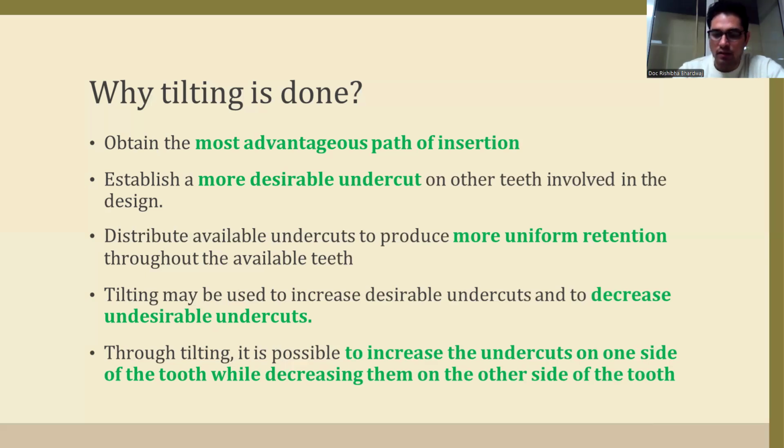By tilting, we can change the degree of undercut, we can change the favorable into unfavorable ones, and unfavorable ones into favorable ones. We do it according to the placement and the removal that is to be done by the patient of the prosthesis.